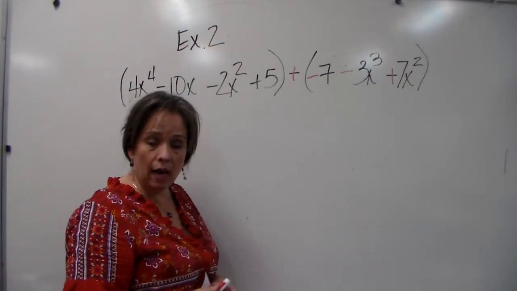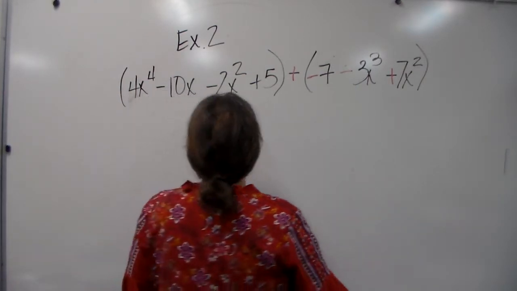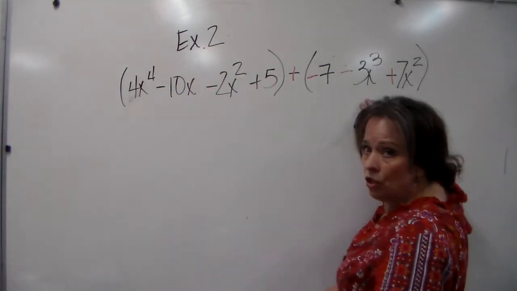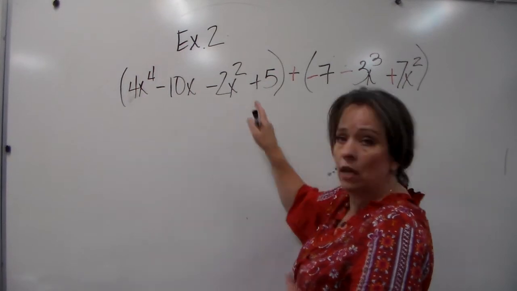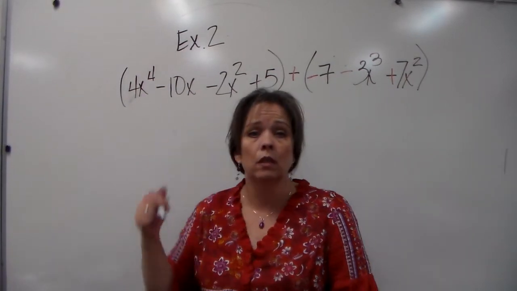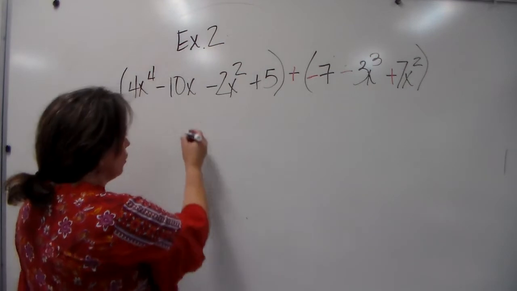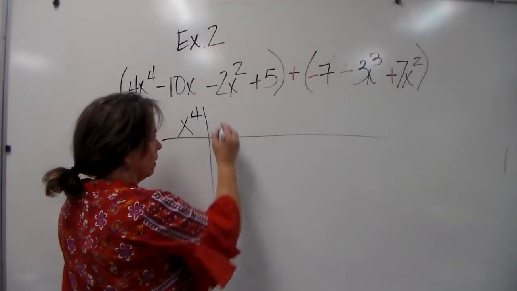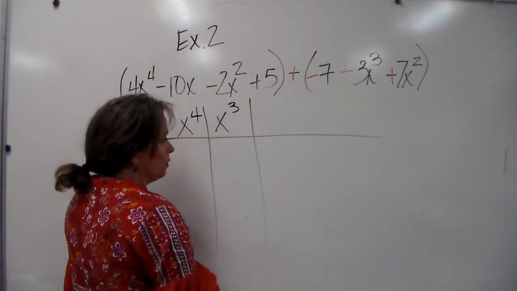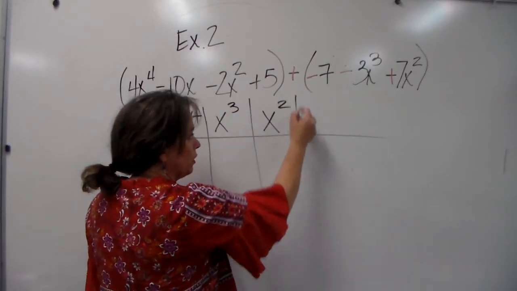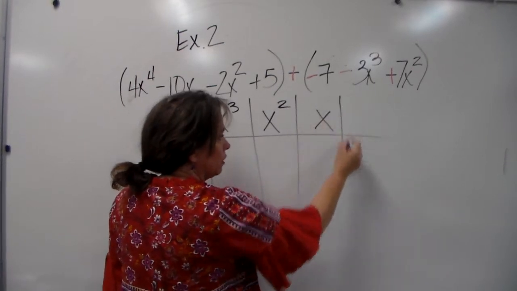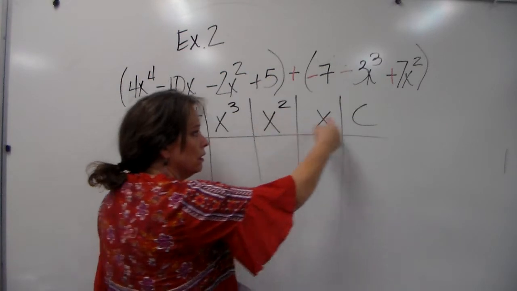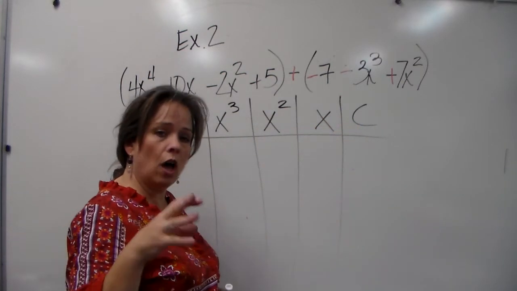Now we're going to go ahead and make our sorting columns. So we know we have x to the fourth, x to the third, x squared, x, and our constant. So we'll make columns for all of those kinds of terms: x to the fourth, x cubed terms, x squared terms, x terms, and our constants, okay? Now these are just labels so we know which column to put them in.